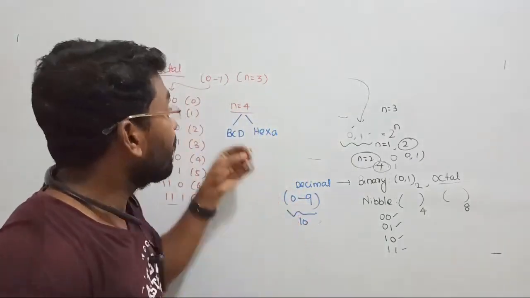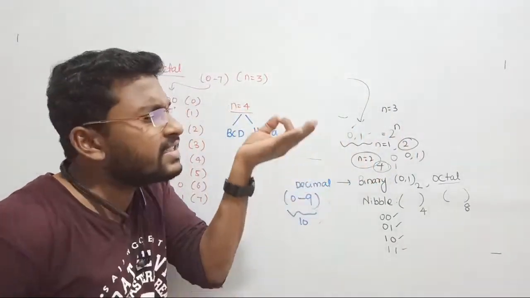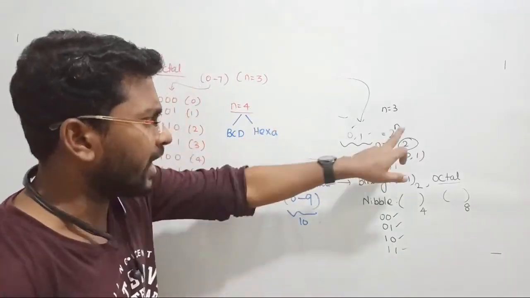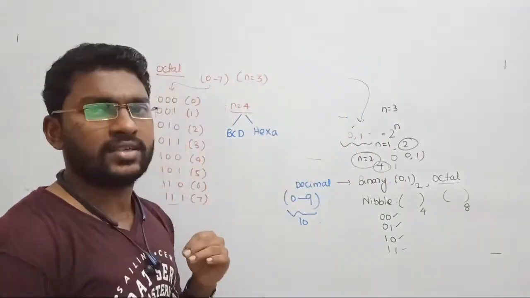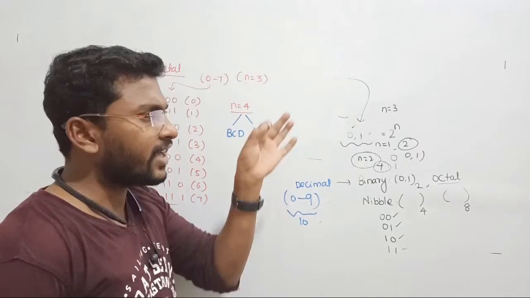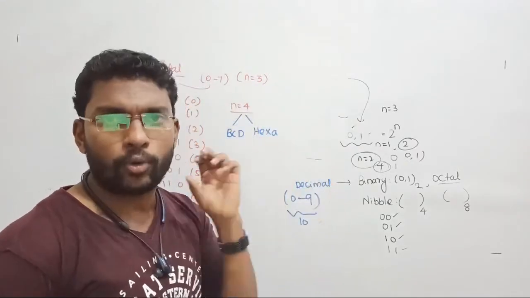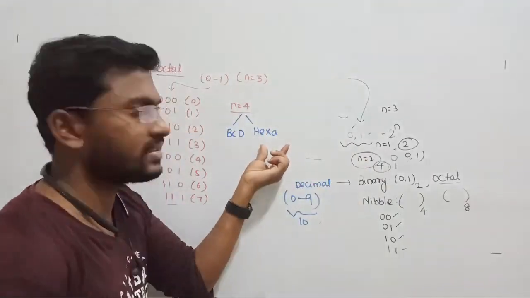So finally, when I take n equal to 4, 2 power 4 will give you 16 combinations here. Yes or no? So with n equal to 4 bits we can write 16 combinations, which means we can go from 0 to 15. Do you agree? 0 to 15, that is called the hexadecimal system.